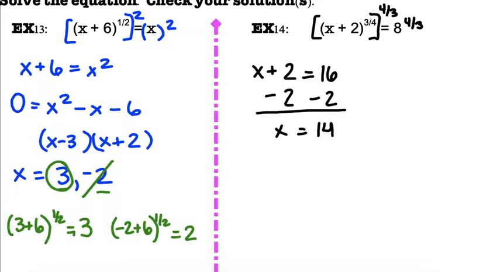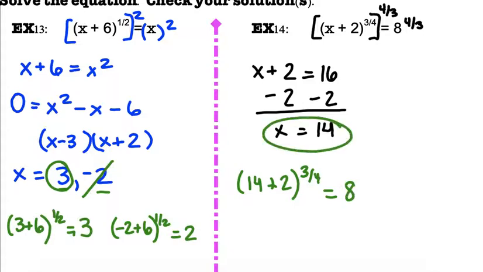I check this. It's 14 plus 2, which is 16, to the 3/4. The 4th root of 16 is 2, 2 to the 3rd is 8, and it says it should equal 8, so that one is working. So that is how we solve with rational exponents.